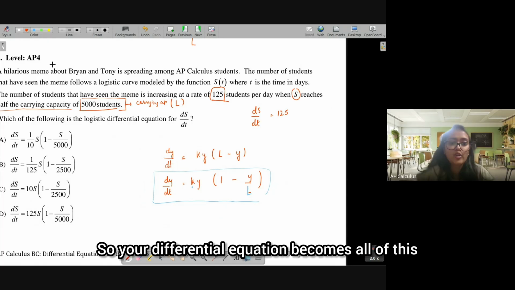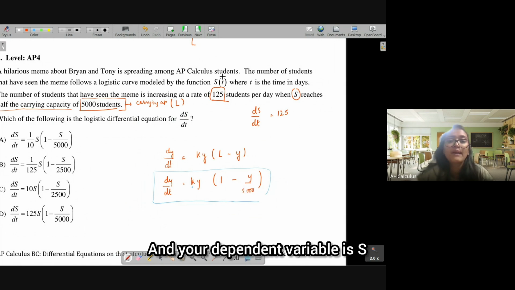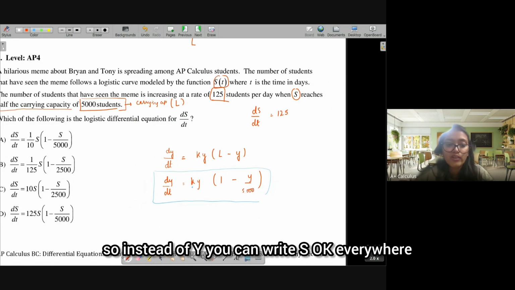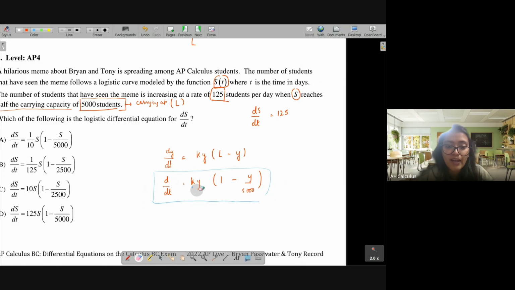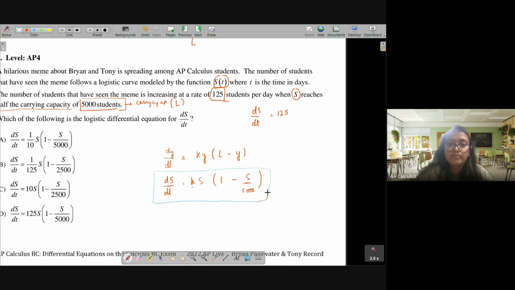Okay. So your differential equation becomes y over 5,000. And your dependent variable is S, so instead of y, you can write S. Wherever you see y, write S. ds over dt is equal to k times S times (1 minus S over 5,000).